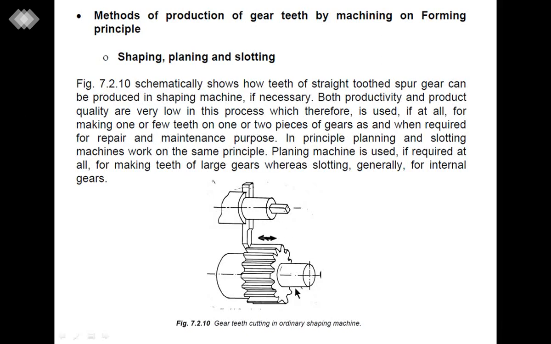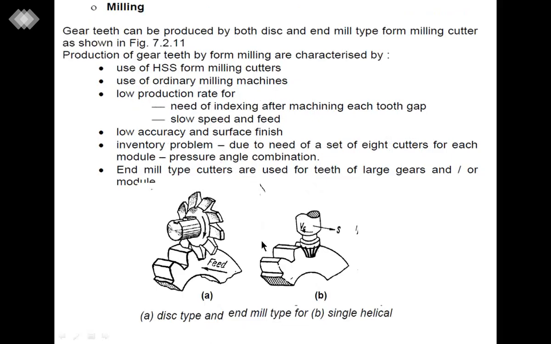So this diagram shows gear manufacturing by the ordinary shaping machine, in which the tool is reciprocating forward and backward, and this shaping tool cuts the teeth space on this gear blank. After cutting and giving the depth of cut, this gear blank is indexed to the next teeth space, and this continues until the completion of all the teeth on this gear blank. The second type of gear manufacturing is by milling.